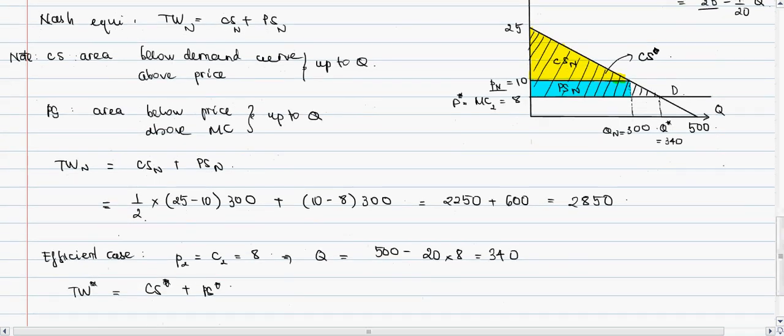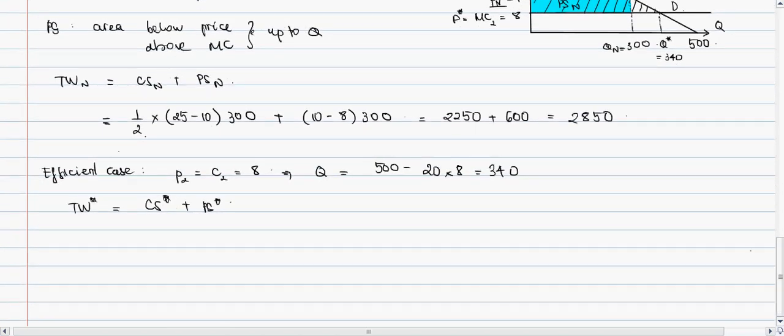Now what is the producer surplus? Since the price is equal to the marginal cost already, there isn't any area in between. There isn't any area below the price and above the marginal cost, because the price is equal to the marginal cost already. So the producer surplus in this case is equal to 0, because there isn't any area between the price and the marginal cost.